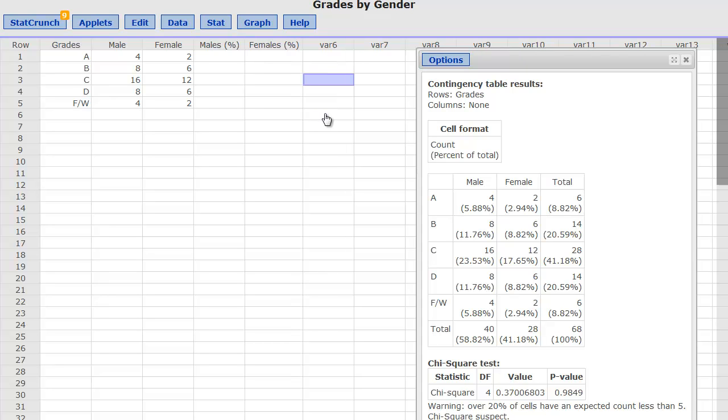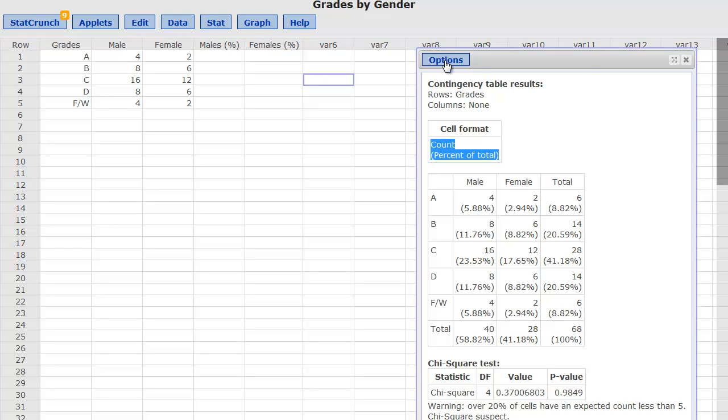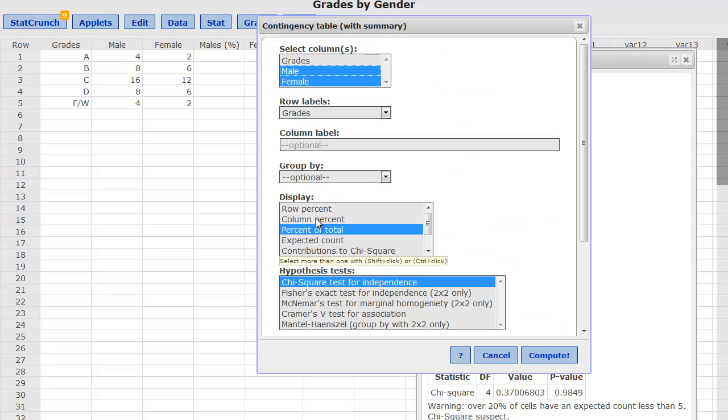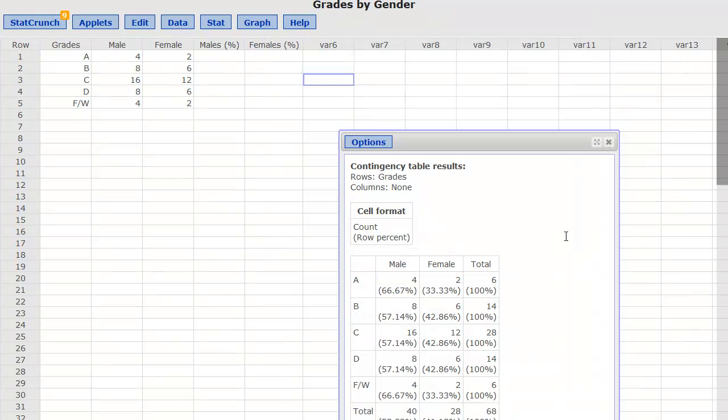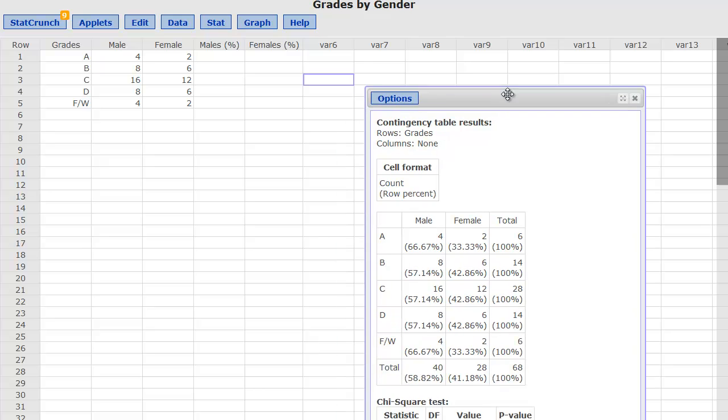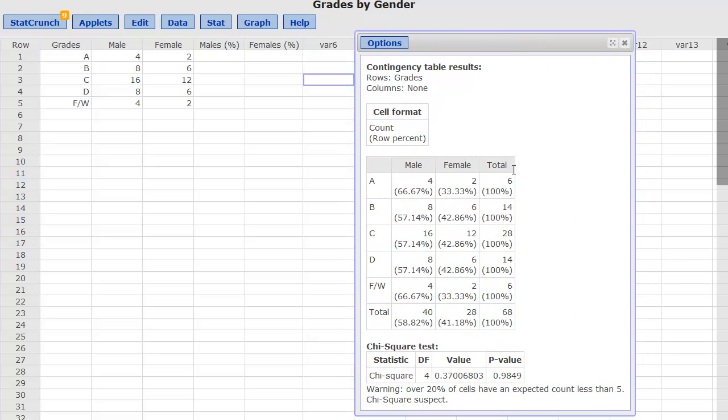And now how would I figure that out? Well, I don't want to use a pure count, right? So what I'd like to do is the row percent. As you can see here, the percent of males earning an A and the percent of females earning an A adds up to 100%.